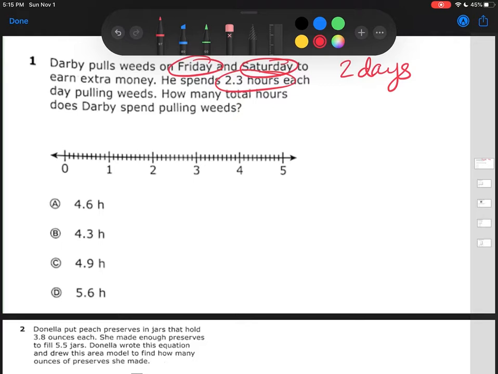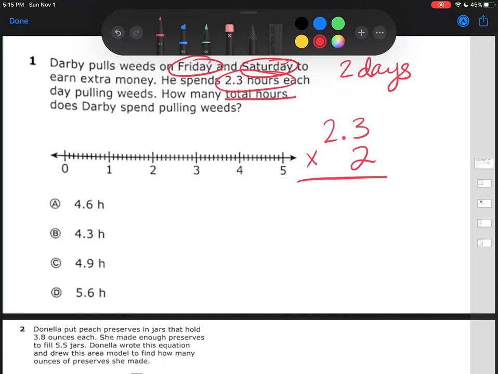And he spends 2 3/10 hours each day. So if I've got 2 days, he pulls 2.3 hours of weeds each day. How many total hours would that be? That would be 2 times 2 3/10. So I could do 2 3/10 times 2.